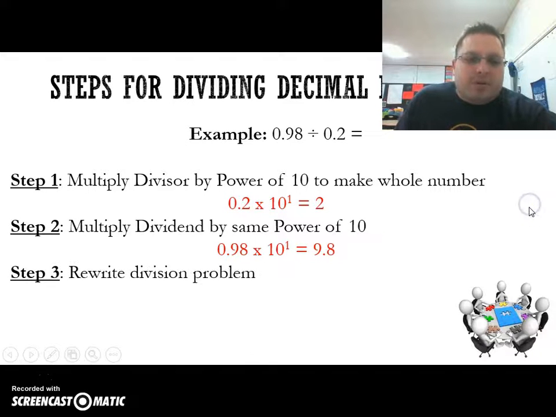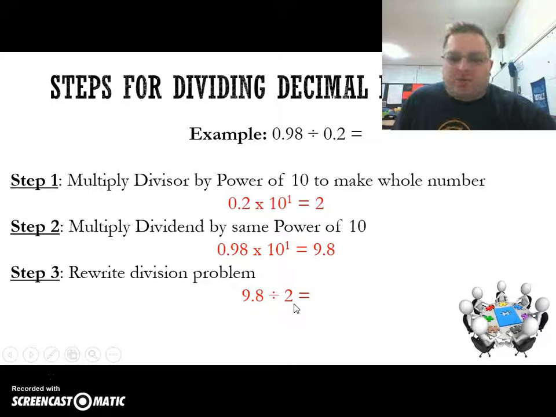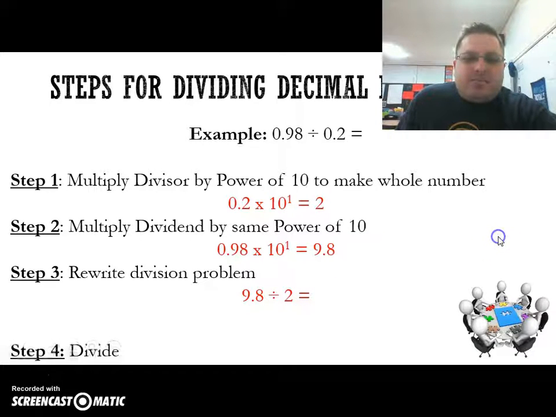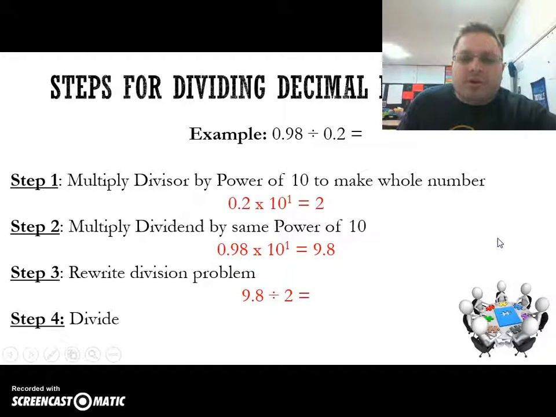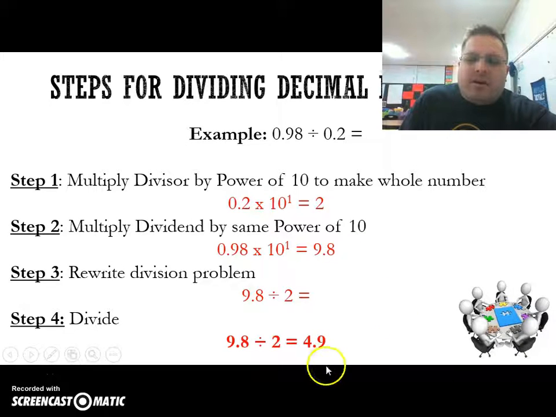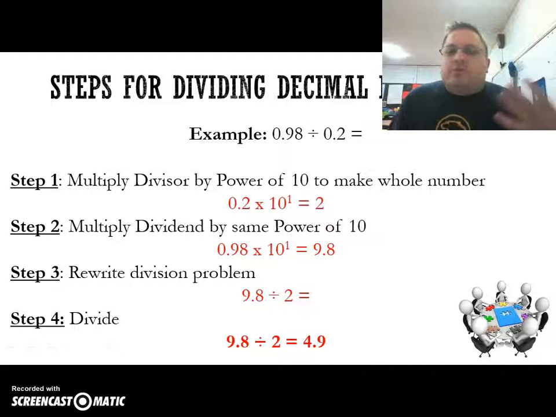Our third step is we need to now rewrite our division problem. Instead of having 0.98 divided by 0.2, we'll now have our new dividend, 9.8, divided by 2. And now we're dividing by a whole number 2. Our last step is to simply go through and divide like normal. When I do 9.8 divided by 2, showing all my work, I'd end up with 4.9. So those are our 4 steps.